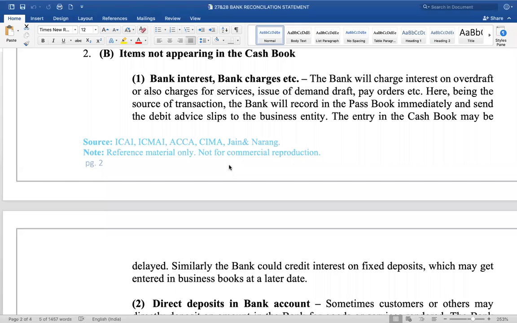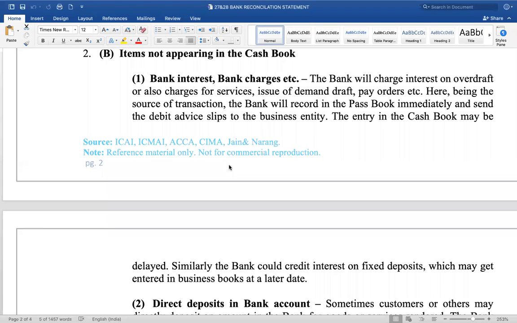Items not appearing in the cash book: bank interest, bank charges, etc. The bank will charge interest on overdraft or also charges for services, issue of demand draft, pay orders, etc. Here, being the source of transaction, the bank will record in the passbook immediately and send the debit advice slips to the business entity. The entry in the cash book may be delayed. Similarly, the bank could credit interest on fixed deposits, which may get entered in business books at a later date.